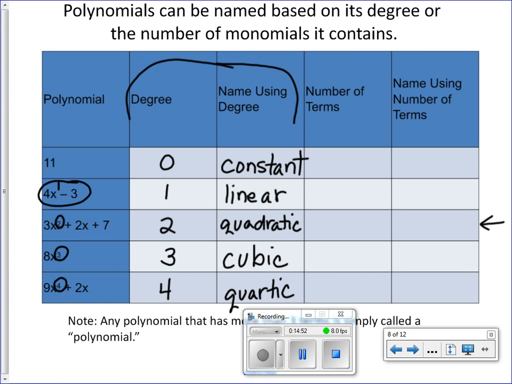All right, now, the other way that we have of classifying is according to the number of terms. So let me erase this so that I'm going to start circling again. Here we have one term. When it's one term, it is a monomial.